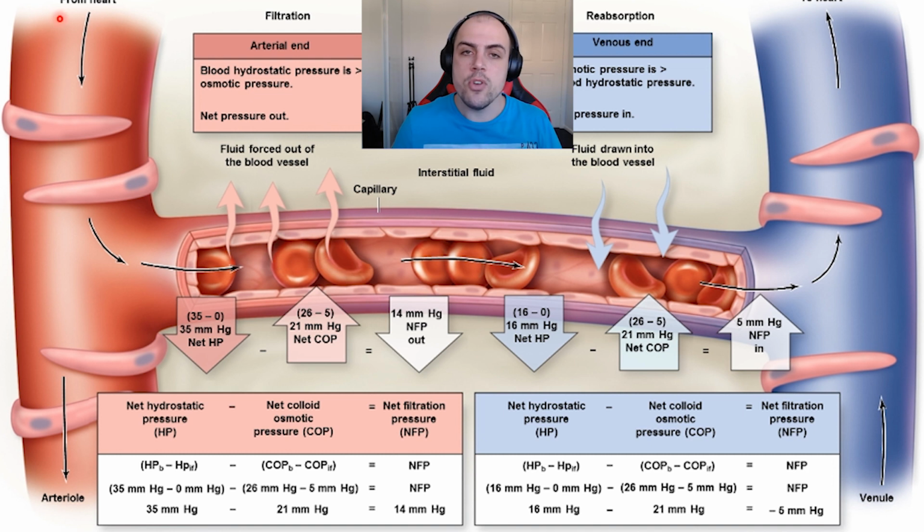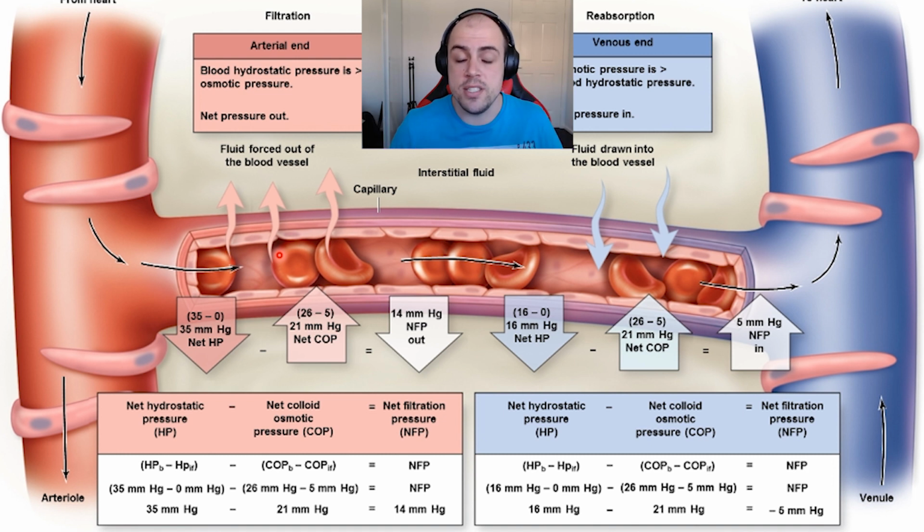So what is happening here is that from our arterial side, arterioles are then leading us into our capillary network here. What's also important to keep in mind is that the arteries have a higher pressure than our venous system. So the arterial system has a higher pressure overall than our venous system.